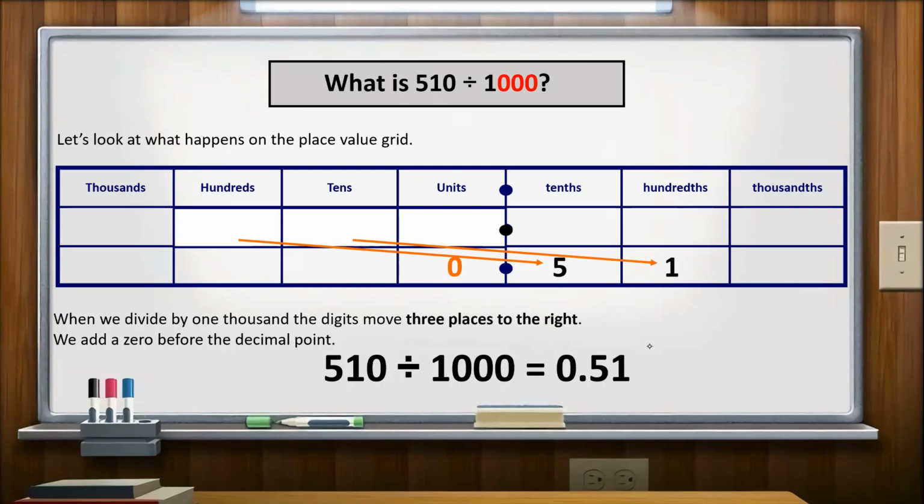So hopefully at this point, you can see that dividing any number by a power of 10, be it 10, 100 or 1000, it will become that many times smaller. And in each case, the numbers will move that many places to the right on our place value grid.